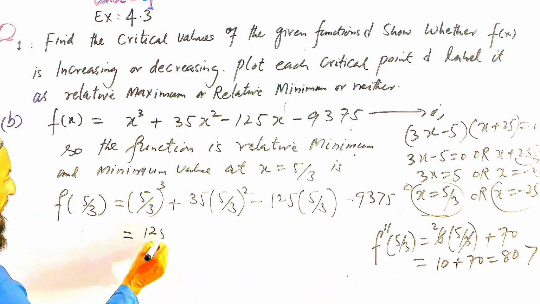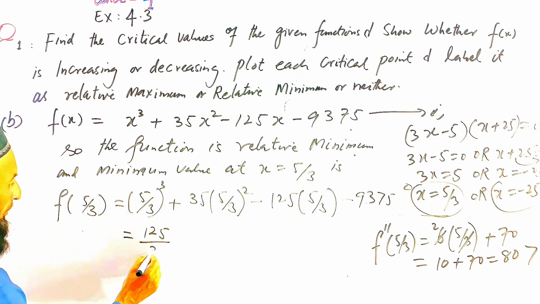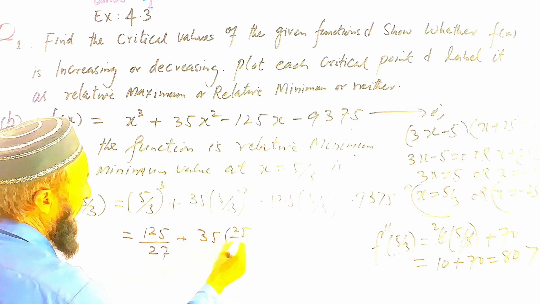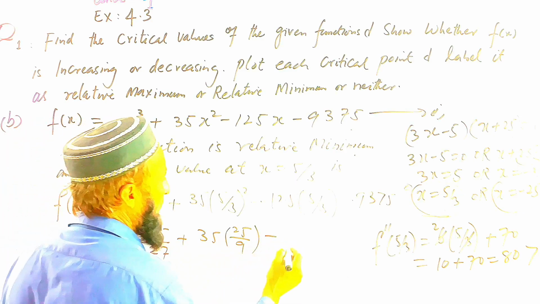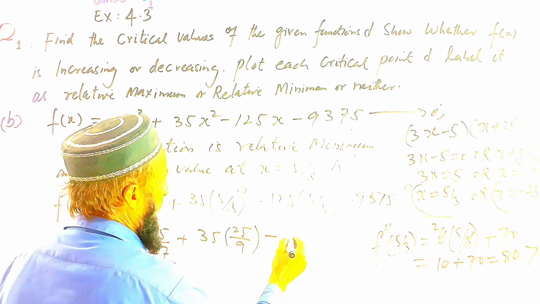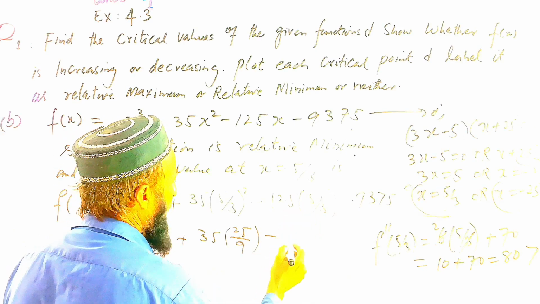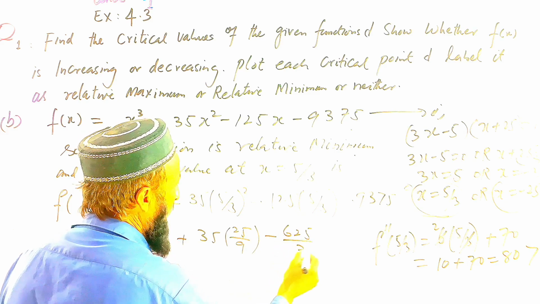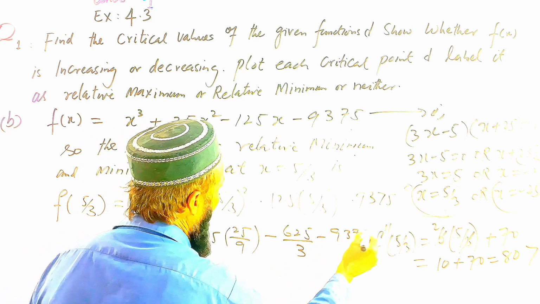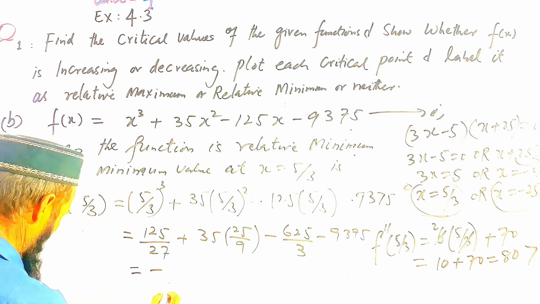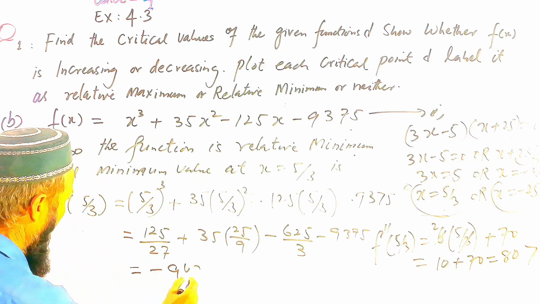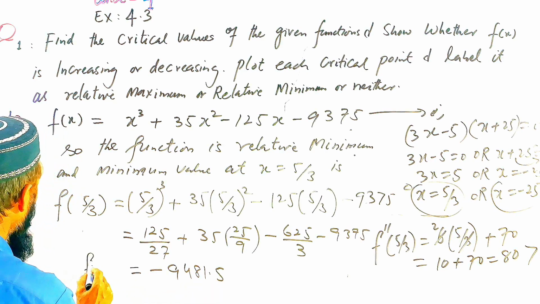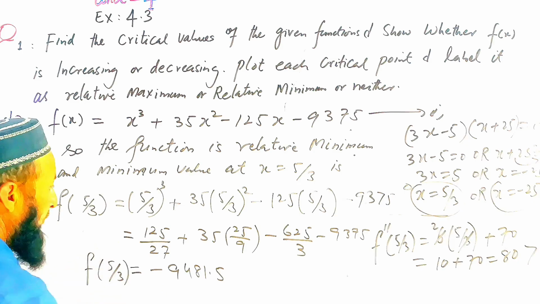Write 5 cube, 125, and 27, plus 35 into 25 divided by 9, minus 5 multiplied by 5, 25, 6 and divided by 3, minus 9375. The result is minus 9481.5. That is the minimum value of the function.